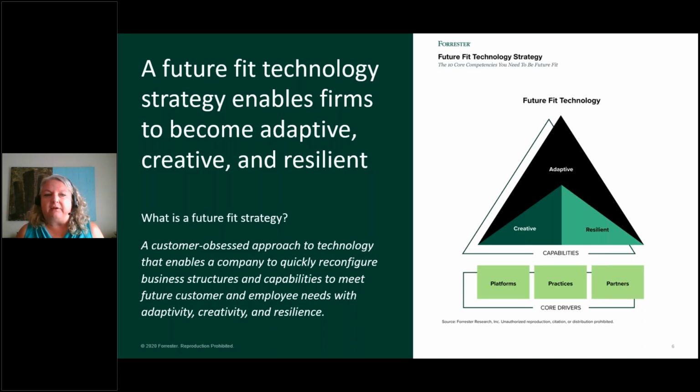So when we talk about a future fit strategy, it means that we are thinking about a customer focused, a really customer obsessed approach to technology that helps a company quickly reconfigure its business structures, even its org chart, and its capabilities to meet those future customer and employee needs. And I really like these three key words of adaptivity, creativity, and resilience, because content really sits at the foundation of all three of those.